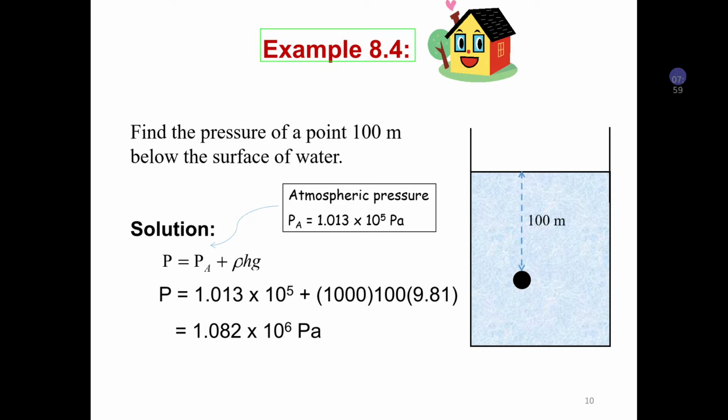Okay, example 8.4. Find the pressure at a point 800 meters below the surface of water. You need to sum up atmospheric pressure and rho g h. Given the atmospheric pressure is 1.013 times 10 power of 5 Pascal, plus rho, the density of water, h is the depth of the fluid, and g is the value of gravity. So you will get the pressure at the point as 1.082 times 10 power of 6 Pascal.